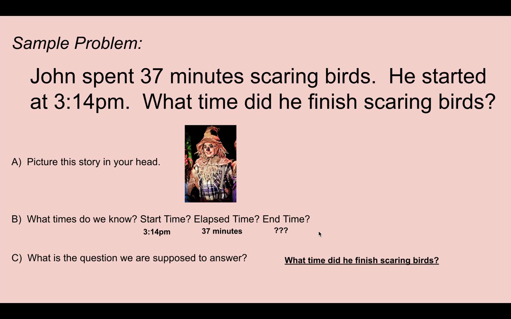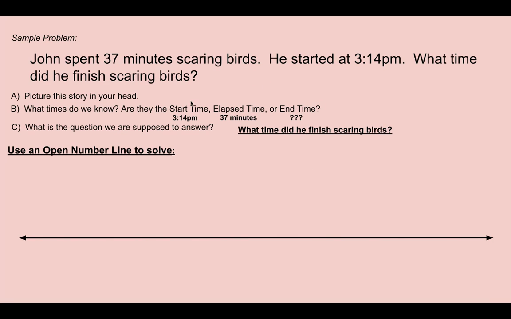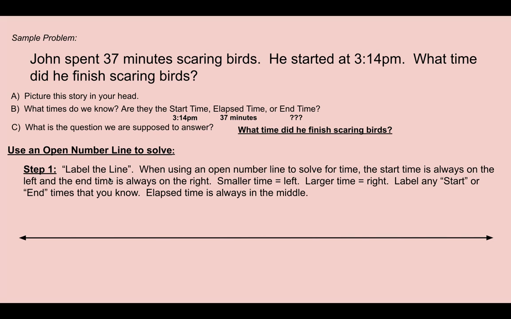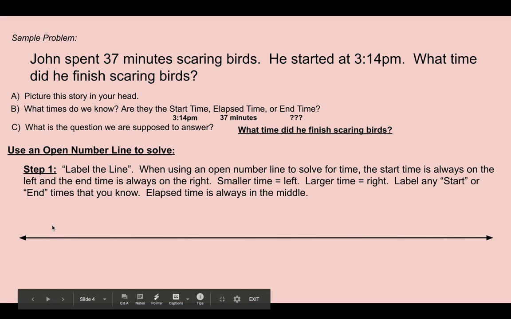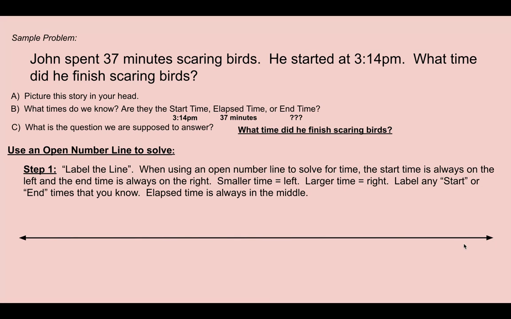All right, so let's go ahead and work on this problem. We have all of our information that we just figured out right here. We're going to use an open number line to solve, so I draw my open number line, and then we're going to go step by step. Step 1 is to always label the line. When using an open number line to solve for time, the start time is always on the left. The end time is always on the right. Doesn't matter what you're trying to find, start time is always on the left, end time is always on the right.